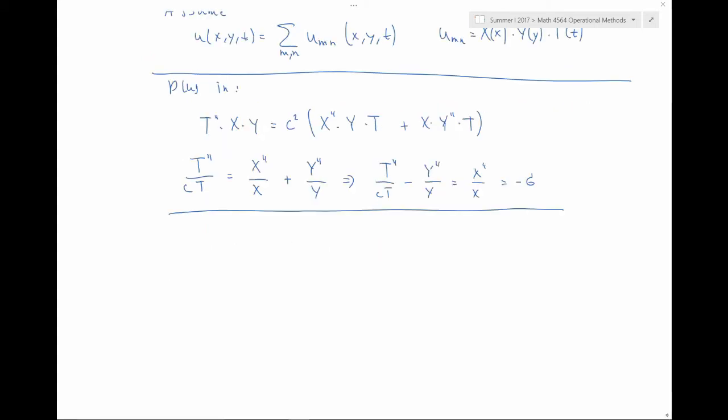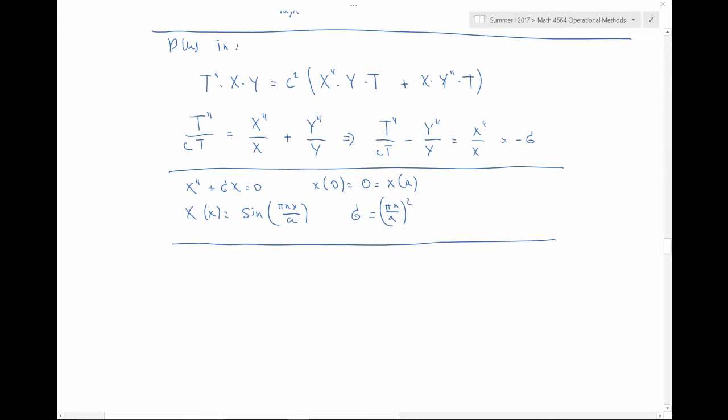Repeating the process, we'll get that X double prime plus sigma X should be 0, X of 0 should be 0, as well as X of a. That leads to the solution X of x being sine of pi n x over a, and the constant sigma being (pi n over a) squared. Repeating it again for y, we get that Y double prime plus eta Y should be 0.